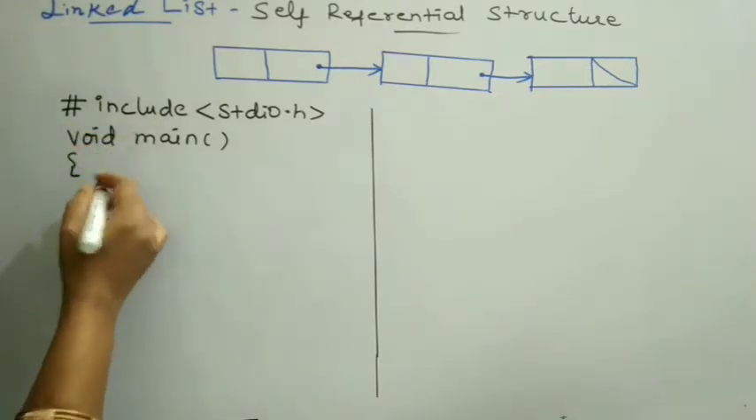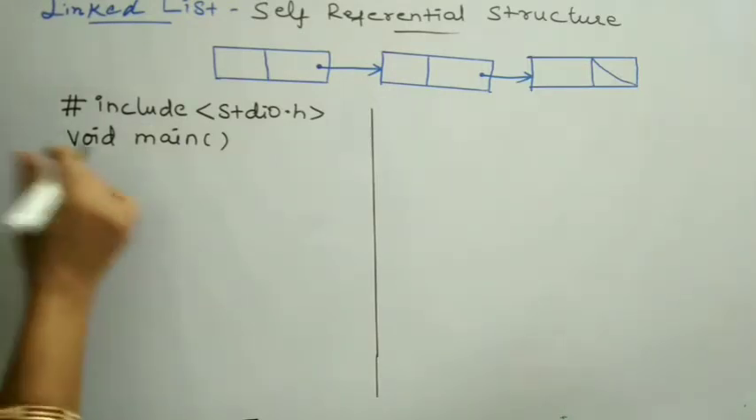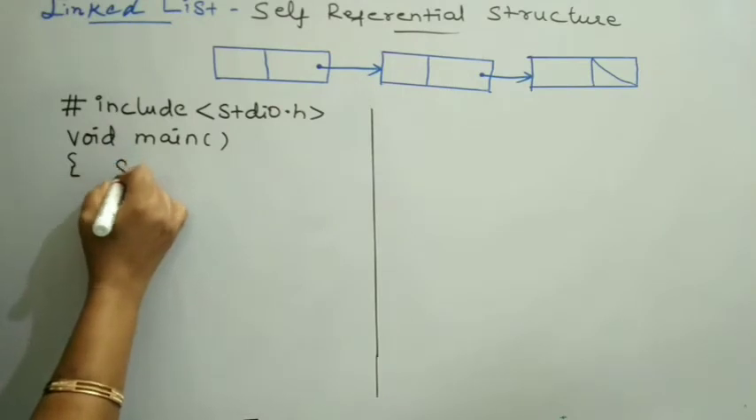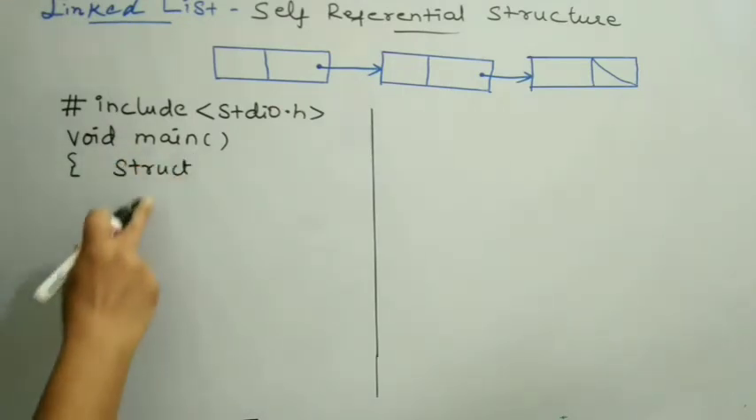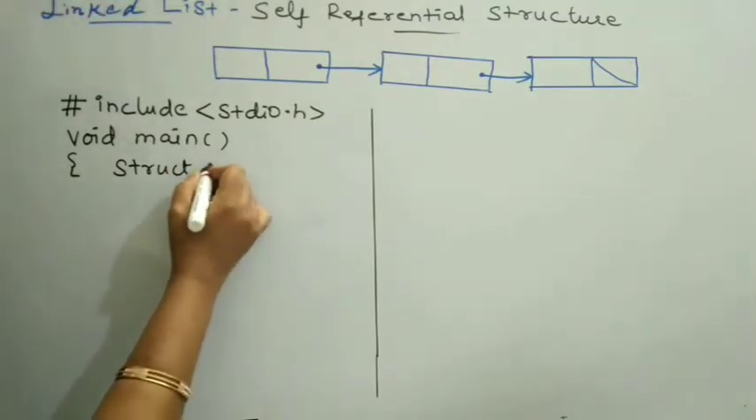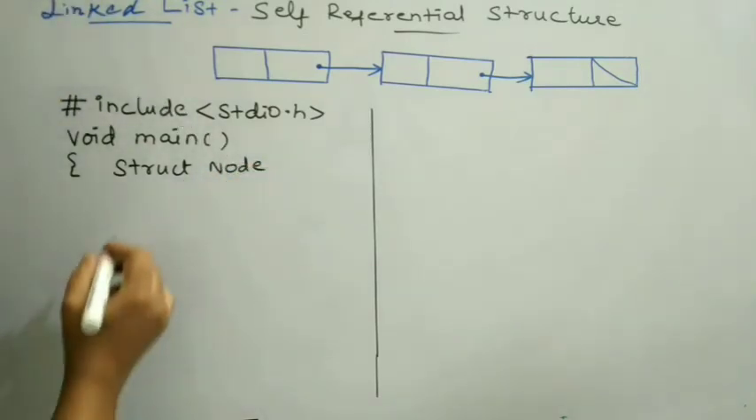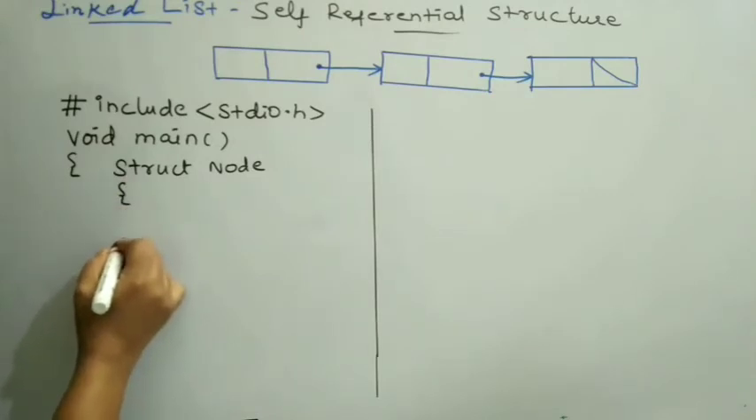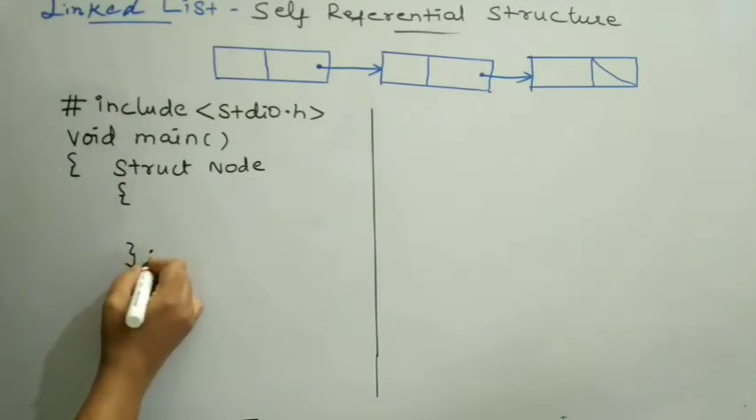How to define the structure? I have started writing the program, included stdio.h, and started writing my main function. A structure definition starts with the keyword struct. Following that, we specify the name of the structure. For this structure, I am giving the name node. The definition starts with a curly brace and ends with a curly brace and a semicolon.